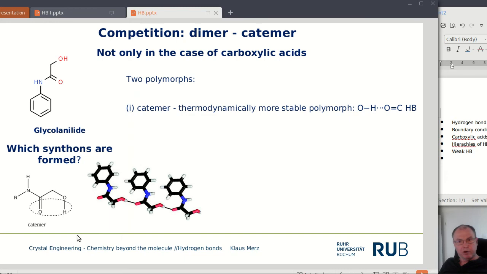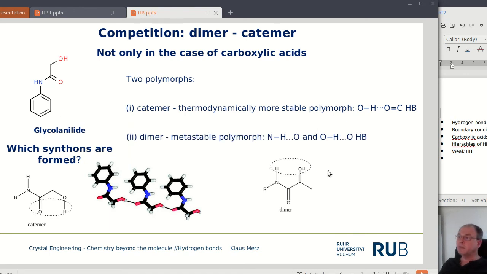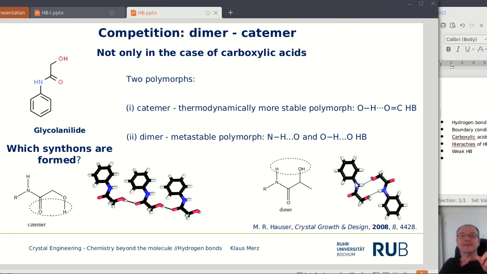And the second polymorph, you see it here, this is the hydroxy here, with the chain. And the second point is the dimer. In this case we have the amino group and not the keto function, the hydroxy function. And you see it here. This is the dimer with the catemer.